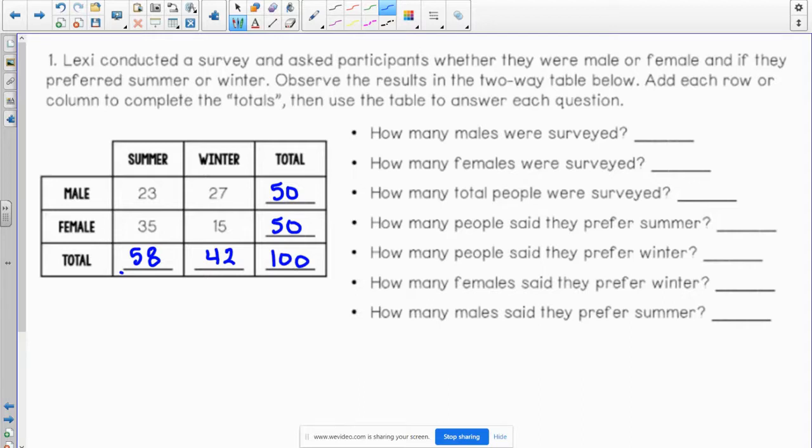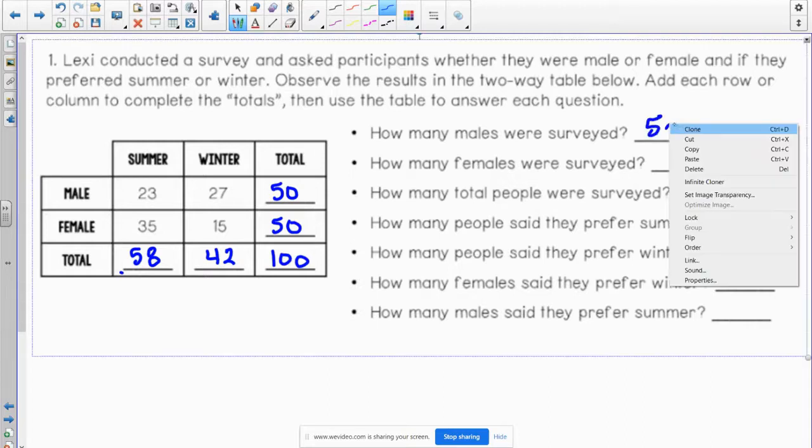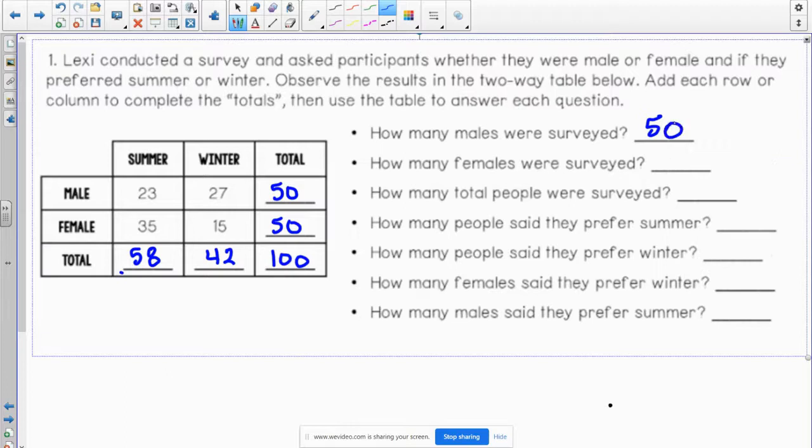So I kind of answered a couple of these questions, but we will go through it. How many males were surveyed? Remember, this is male, and this is a row, so we're going to look this way, which would be 50. How many females? Again, here's females looking as a row is 50. How many total? Well, there's 50 males and 50 females. That's 100. How many people said they prefer summer? We're going to look at a column here. That was a total of 58. How many people preferred the winter? Again, a column. That's 42.